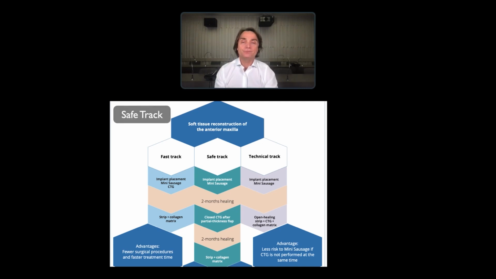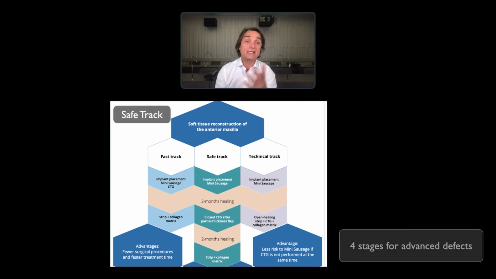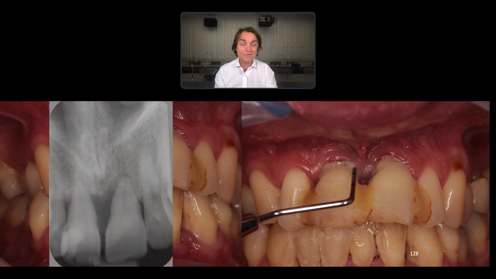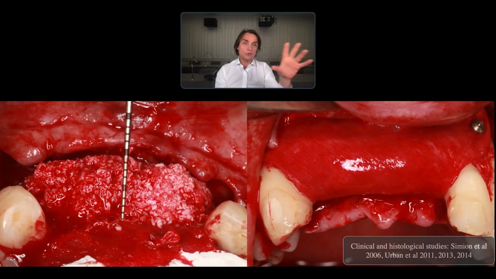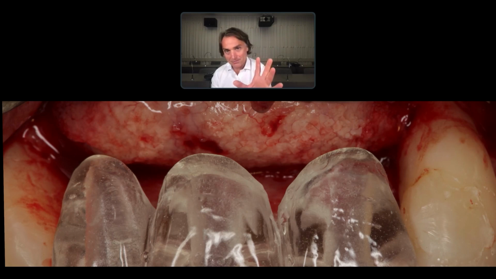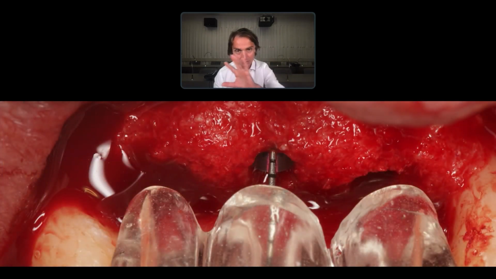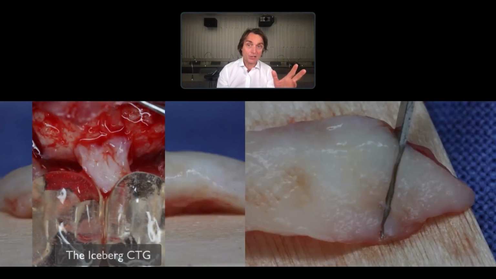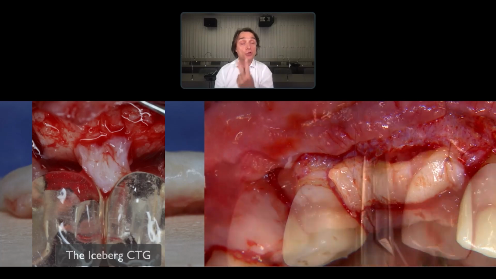The safe track. The safe track has 4 stages, and that's for bigger cases. Stage 0 is to clean up the patient, stop smoking, and infection control. Then you're going to do a bone graft, and here you can see that I just did a sausage. Then I'm placing the implants. At the implant placement, I'm going to do the mini sausage to protect. You can see here. Now I'll do the iceberg, okay? Base connective tissue, and I have 2 surgical guides, one papillary surgical guide to show where the papilla should be.